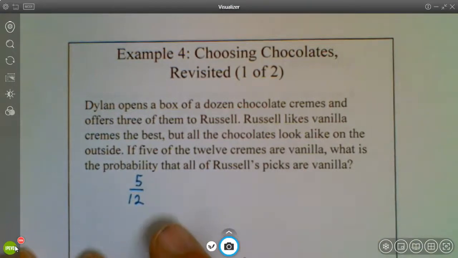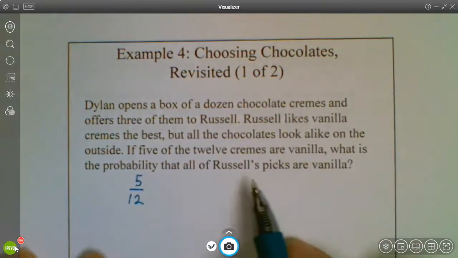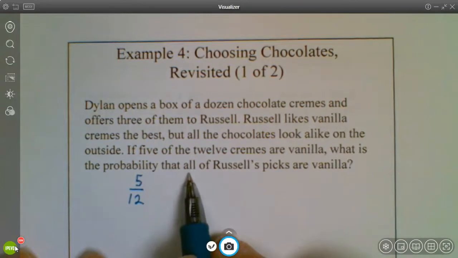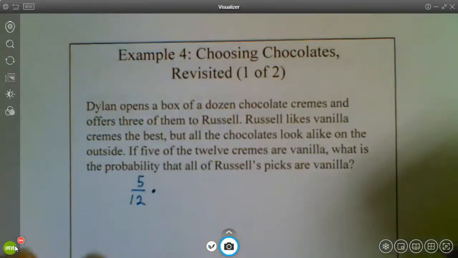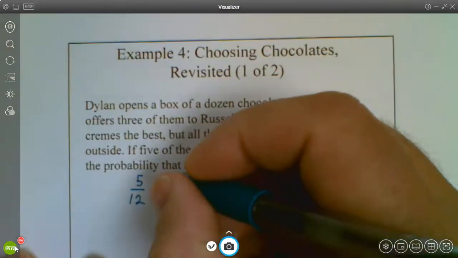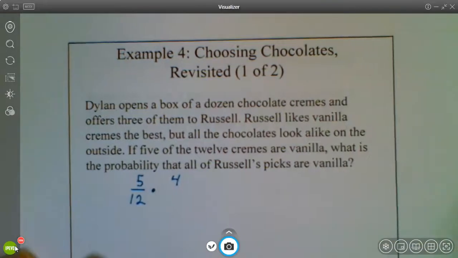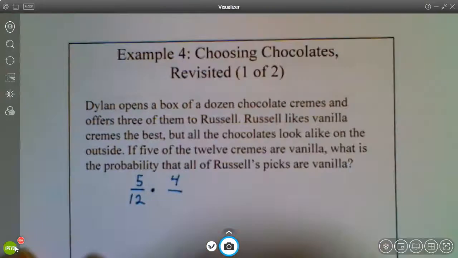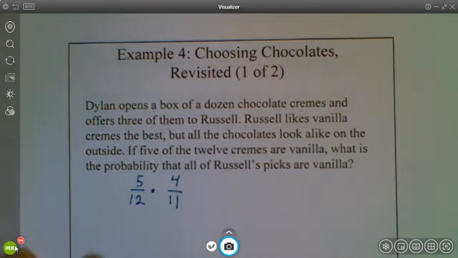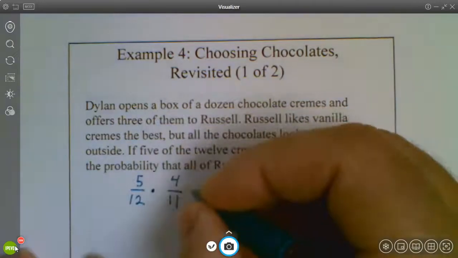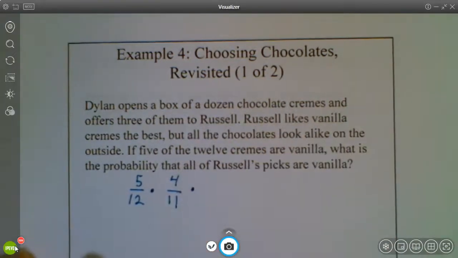So if he reaches in again, in order for this outcome to happen, right, we're under the assumption that the first one that he picked was vanilla. So then what's the probability that he reaches in again and takes another vanilla? Well, notice now there's 1 less vanilla donut in the box. So there's only 4 ways to get another vanilla, and since he took 1 out, there's only 11 donuts left in the box.